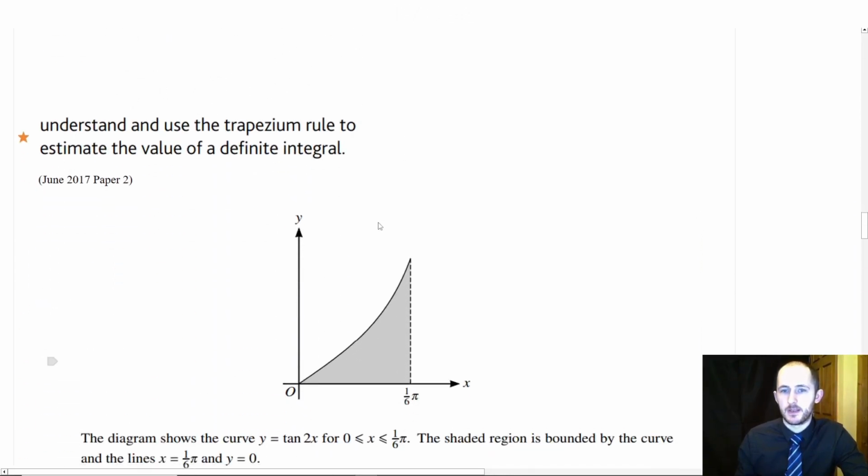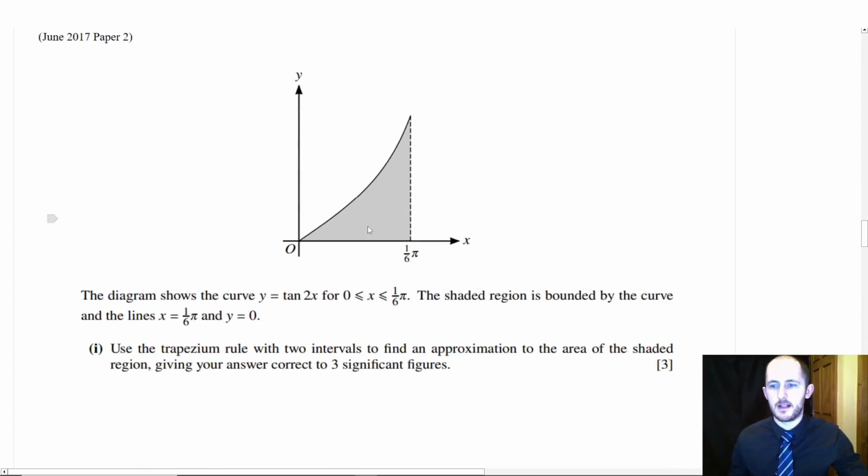Okay, next question. So understand and use the trapezium rule to estimate the value of a definite integral. So the trapezium rule, if you were to visualize it, is when you just break up this curve into a series of trapeziums, and then you're adding all of their areas together. However, there is a formula for it, okay? Because the formula can kind of help you out here.